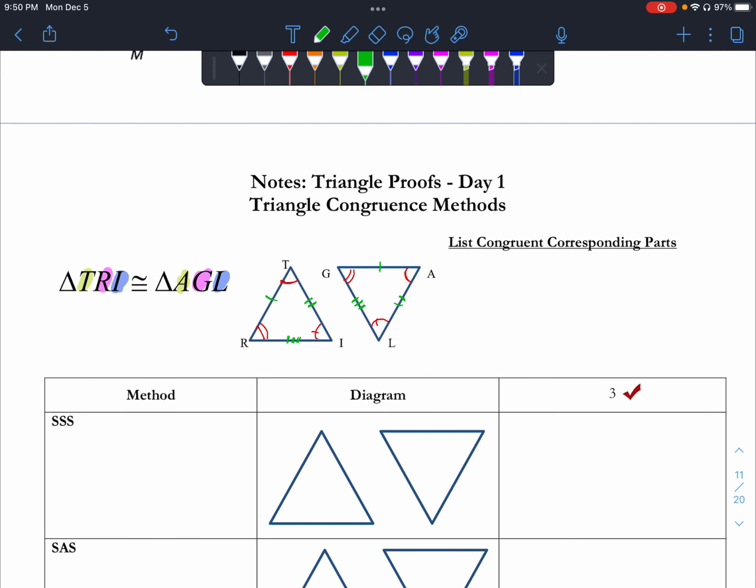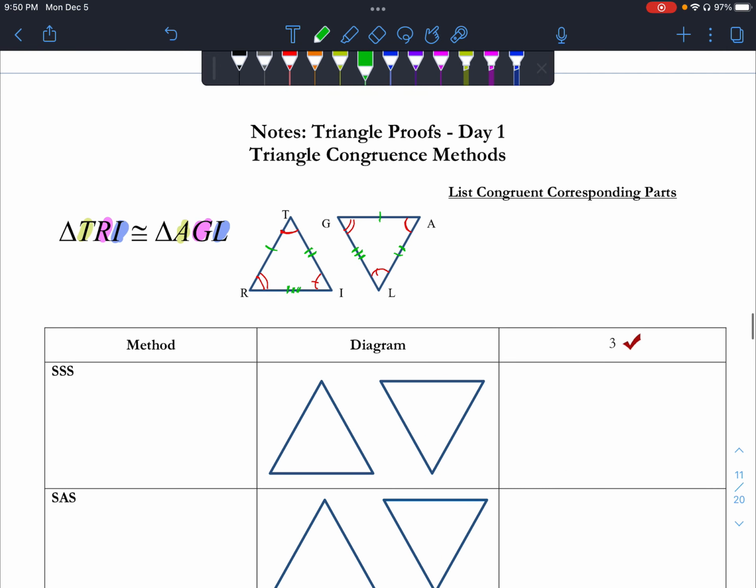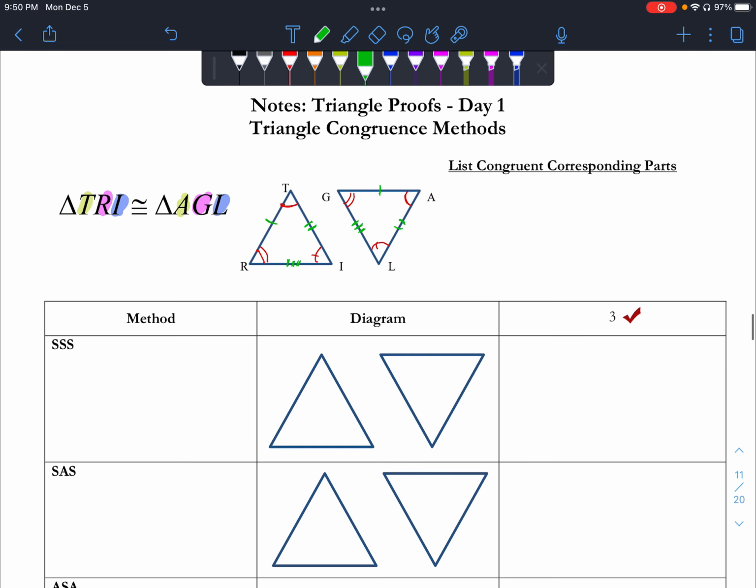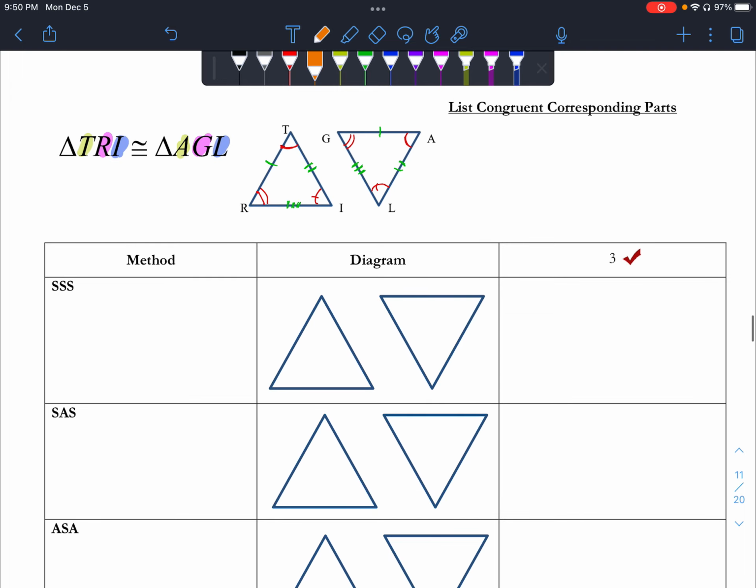So remember, there are 6 pieces that are all congruent. But very similar to what we talked about with similar triangles, when we want to prove that triangles are congruent, we don't need all 6 pieces. We actually only need 3 pieces most of the time. And so here are the methods that we can use with the 3 different pieces. Again, the names you might recognize, slightly different use though.